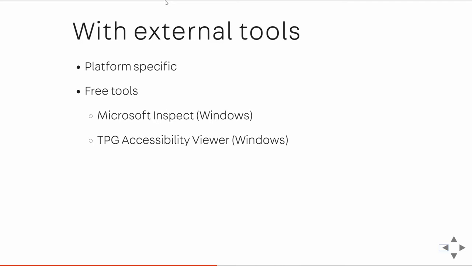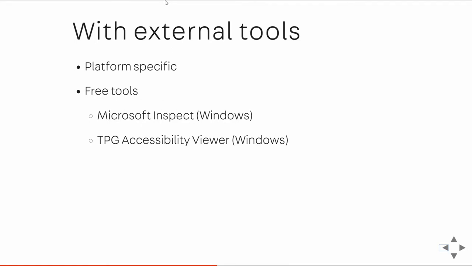There are also external tools to see what's happening in the accessibility tree, and they're all platform specific. The only tools I know actually are for Windows, and I couldn't find tools for other operating systems. A few free tools for Windows are Microsoft Inspect, which comes as part of the Windows SDK, so it's not really easy to install. You have to get the whole Windows SDK, and it's buried inside somewhere. Inspect shows you all kinds of accessibility information, like for the different platform APIs for Windows, like MSAA, IAccessible, UIA, and you can just see what events and data is available. So it's not just for web browsers, it's for general accessibility inspection.